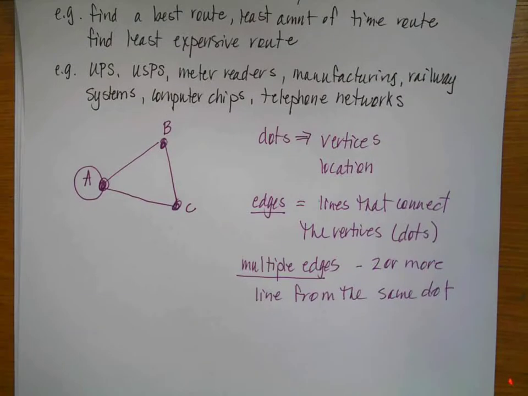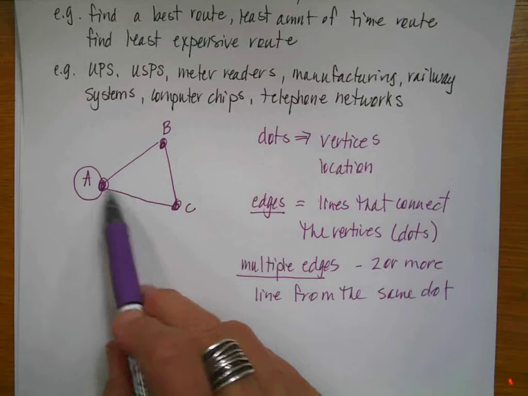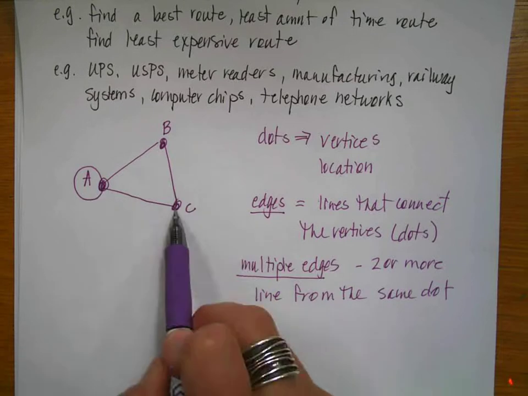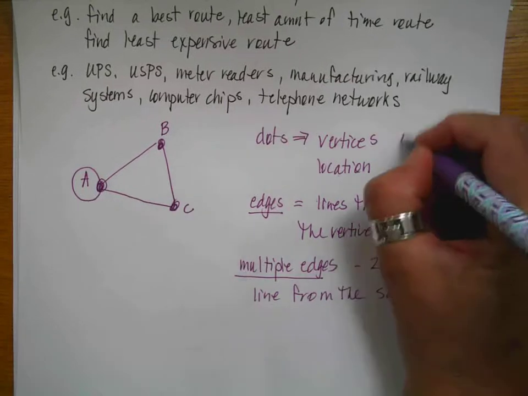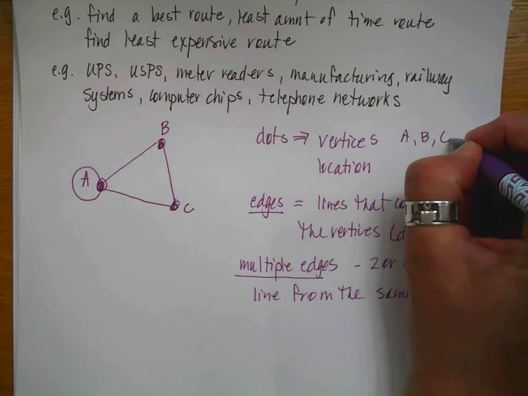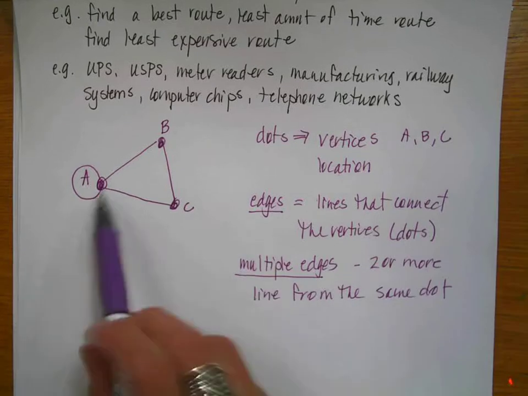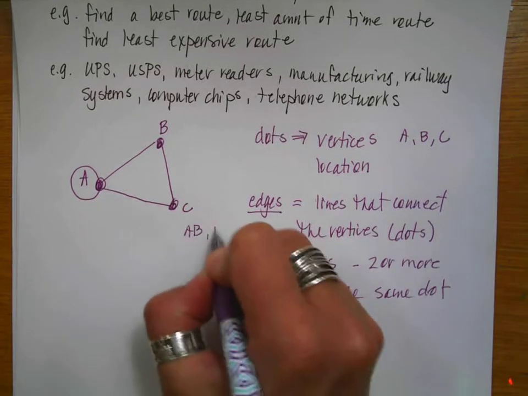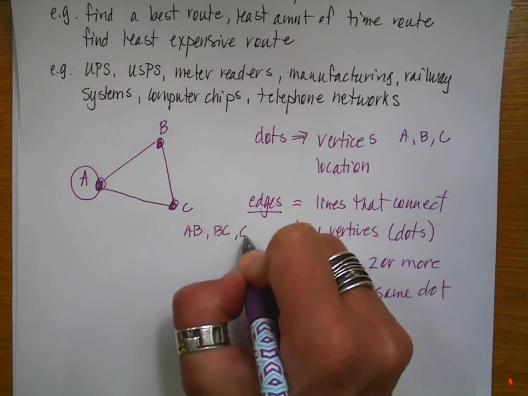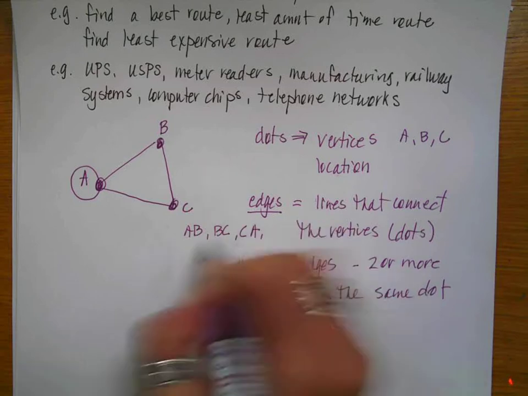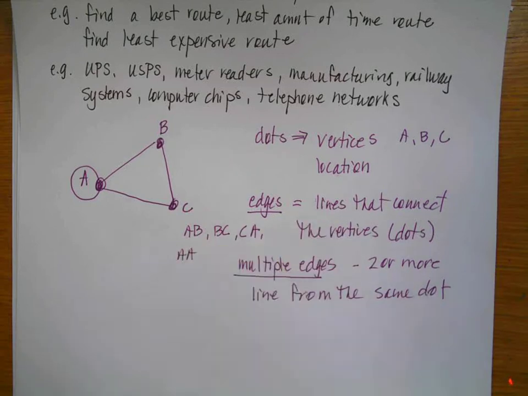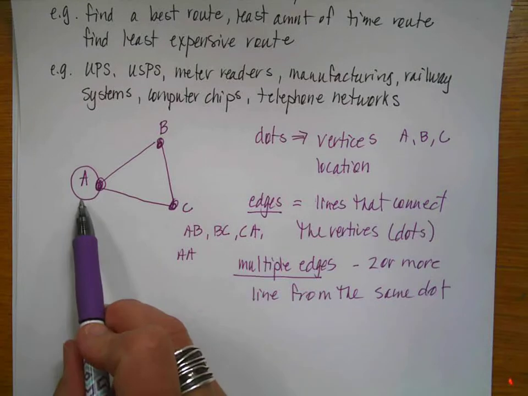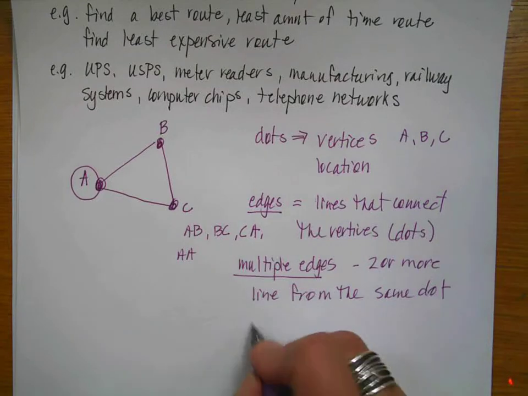There we go. All right, so on here, my vertices are A, B, and C. And I have edges. So for my edges, I have A to B, I have B to C, and I have C to A. And then I also have A to A, and that's this little guy right here, okay?